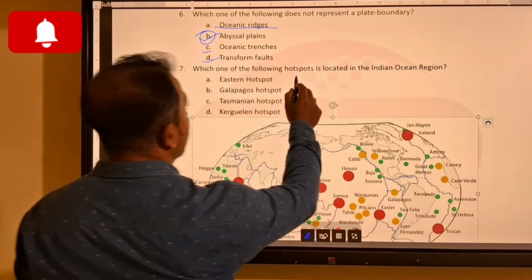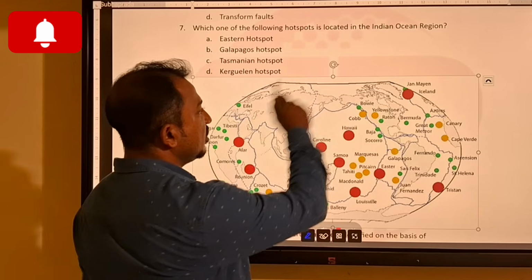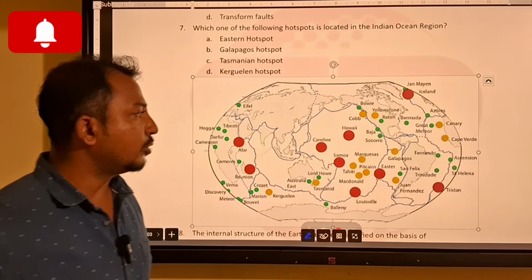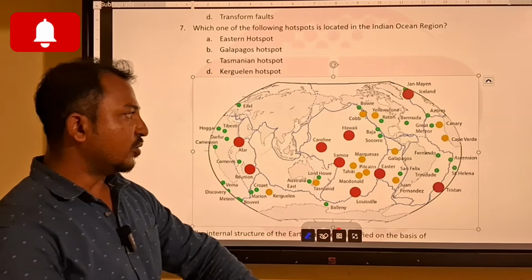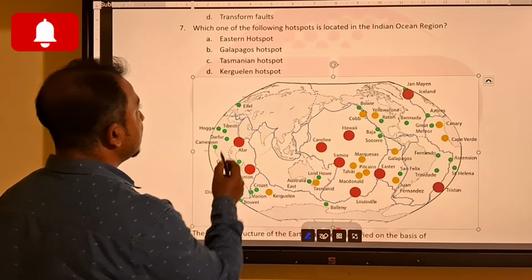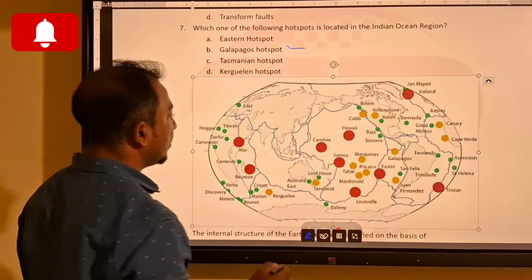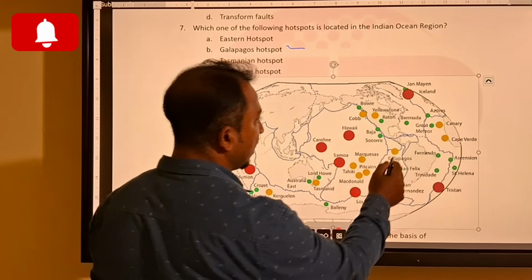So which one of the following hotspots is located in the Indian Ocean region? These are the list of hotspots that are present worldwide. So we'll see the Galapagos hotspot. It is present in the Pacific Ocean. This is your Galapagos hotspot.